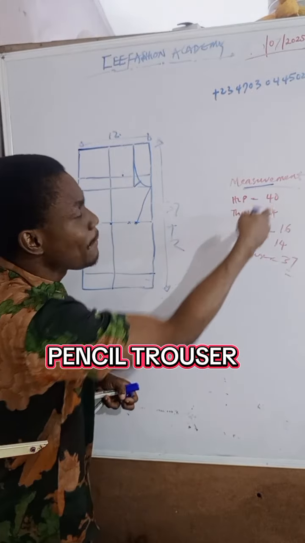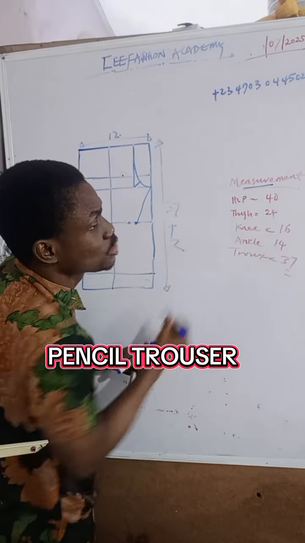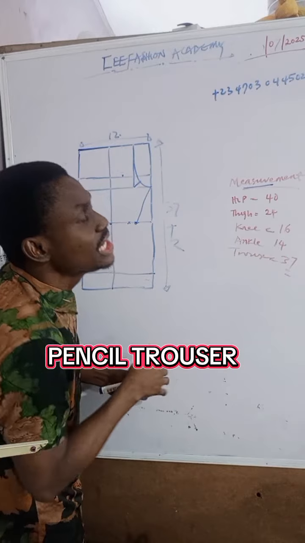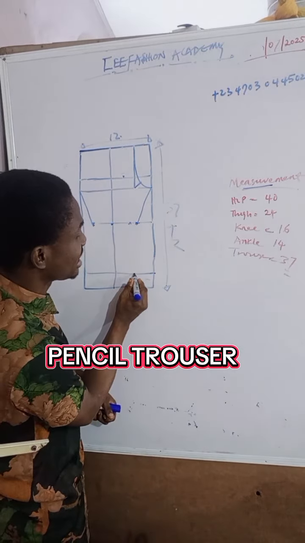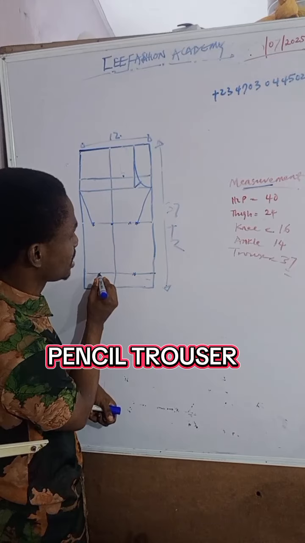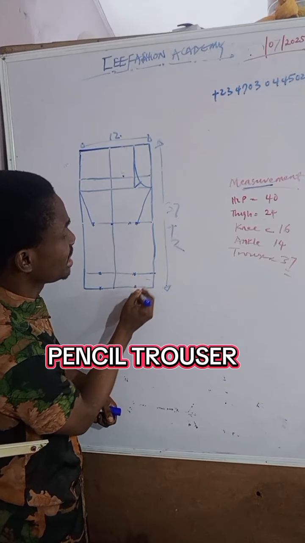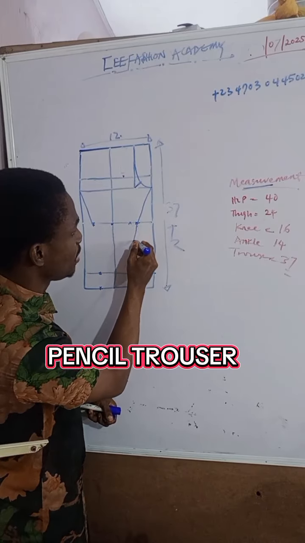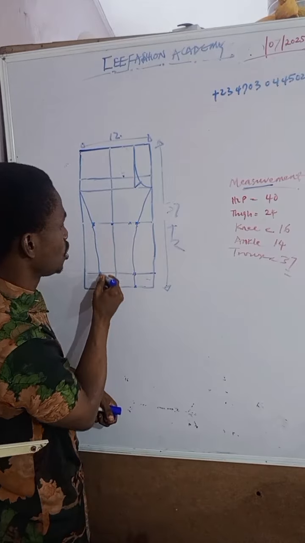Because we are making a pencil trouser, all we have to do now is the ankle measurement, which is 14. Are you seeing it? Also divide it by 4. When you divide it by 4, it gives you 3.5. Do you understand? Make sure you mark out 3.5, and mark out the same thing at the down side. Then make sure you connect it like this.